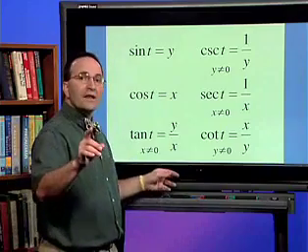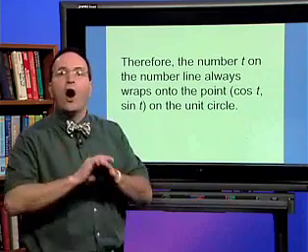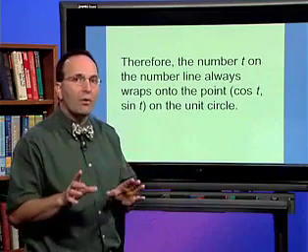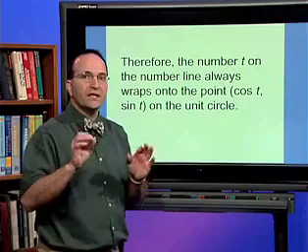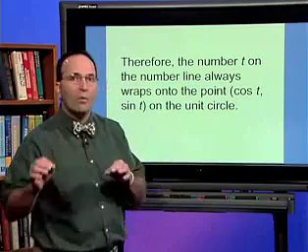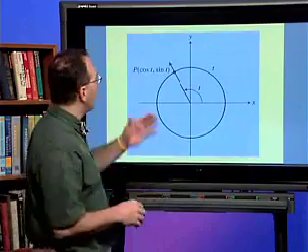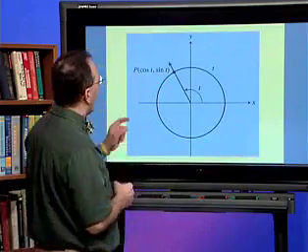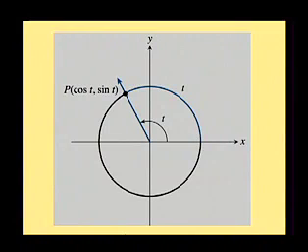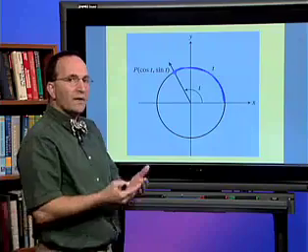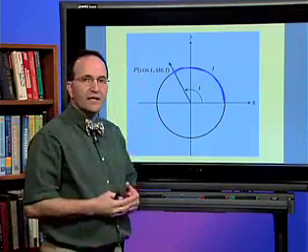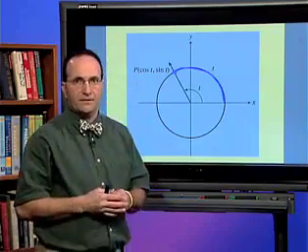Therefore, the number t on the number line always wraps onto a point called (cosine t, sine t). In other words, (x, y) becomes (cosine t, sine t), and we can see that in this diagram, where t is the angle here measured along the unit circle, and it terminates there, and that point, although technically is (x, y), we now know that it's (cosine t, sine t).